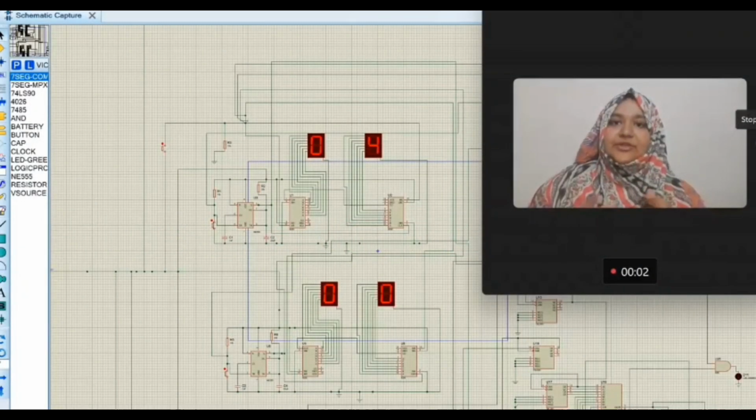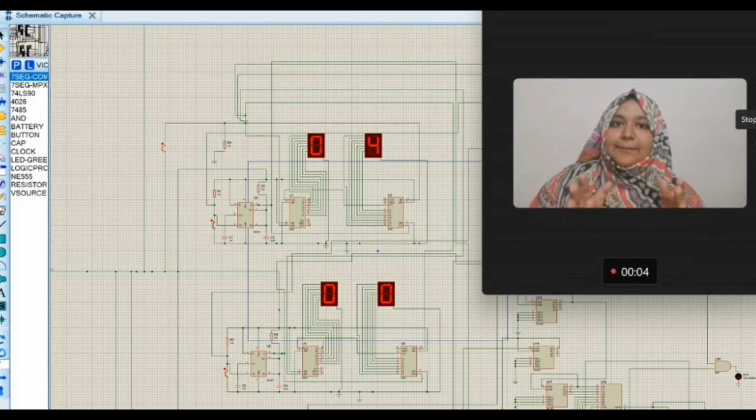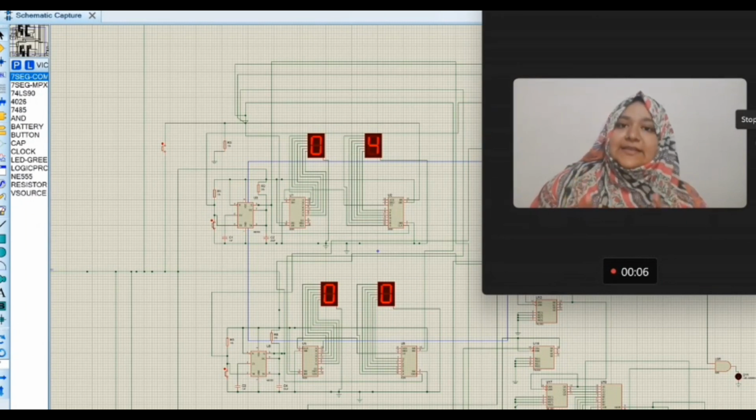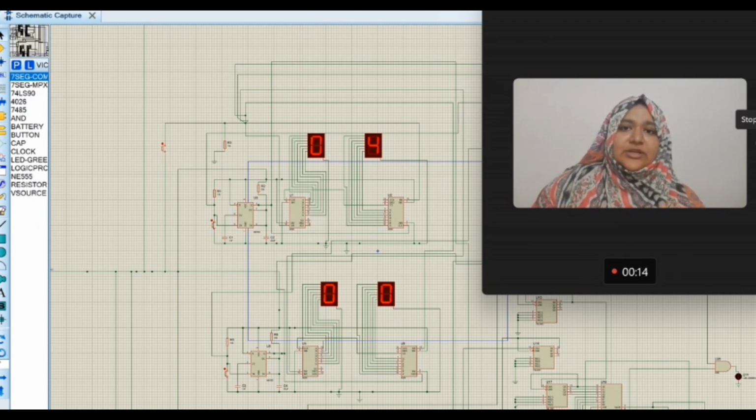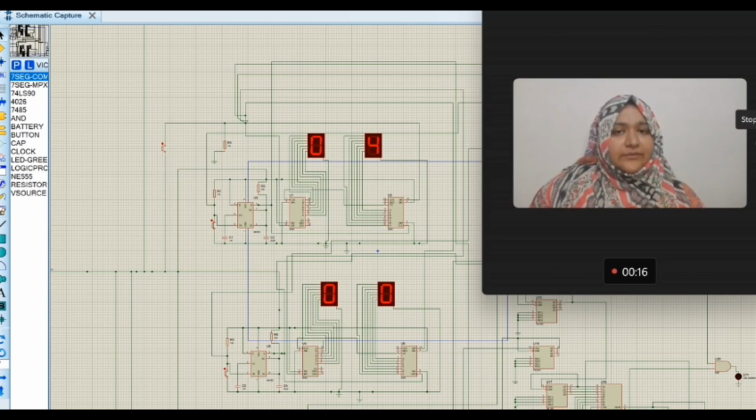We use the comparator to compare the votes for party A, B, and C. We take the inputs from a 555 timer, which sends a pulse whenever the push button is pressed. The pulse goes to the BCD counter, which counts the votes for each party up to 2 digits. And so we use two BCD counters per party.